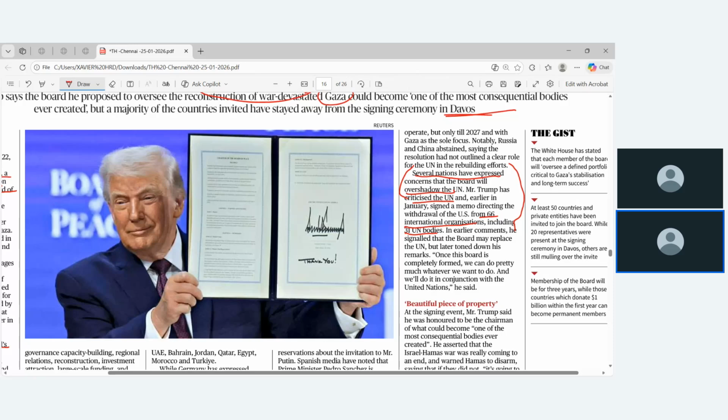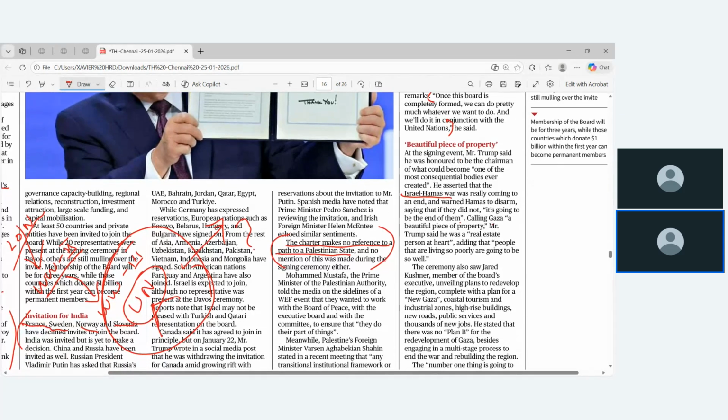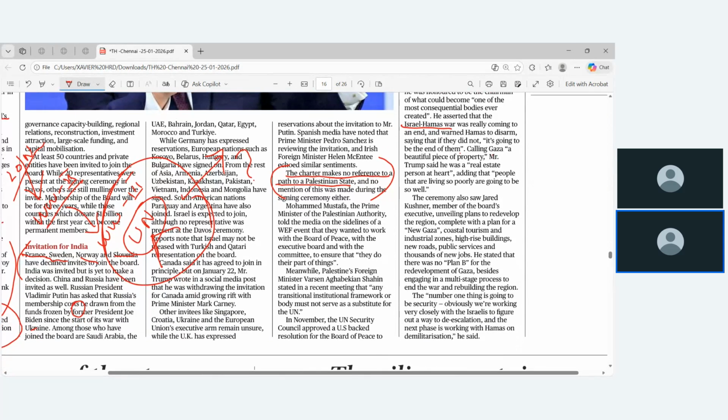Another point is highlighted here. Once this board is completely formed, we can do pretty much whatever we want to do, and we'll do it in conjunction with the United Nations, like that. And it does not talk about the Israel and Hamas war. It was already entered, and that is why they are going to use a group of board members to reconstruct the Gaza Strip again.